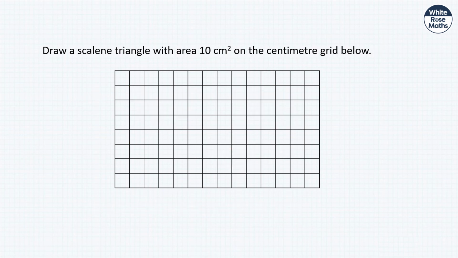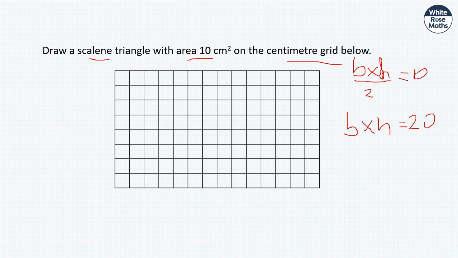Okay, so it's a bit more tricky now. Draw a scalene triangle with an area of 10 centimeters squared on the grid below. Scalene means that all the side lengths are going to be different. So that will actually make things a bit more trickier. But again, base times height has to equal 20. If we're not sure, remember the formula is base times height divided by 2. Sorry guys, so base times height divided by 2 has to equal 10. Therefore, base times height is going to be 20. And again, this is a bit more tricky.